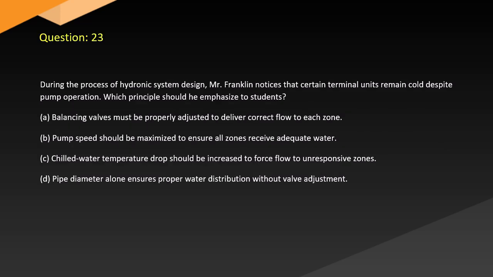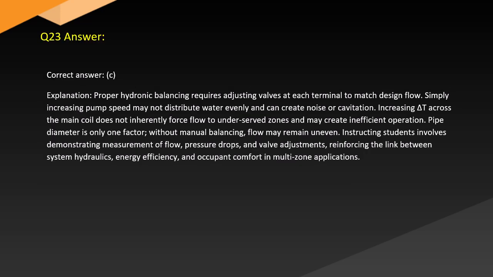Question 23. During the process of hydronic system design, Mr. Franklin notices that certain terminal units remain cold despite pump operation. Which principle should he emphasize to students? A. Balancing valves must be properly adjusted to deliver correct flow to each zone. B. Pump speed should be maximized to ensure all zones receive adequate water. C. Chilled water temperature drop should be increased to force flow to unresponsive zones. D. Pipe diameter alone ensures proper water distribution without valve adjustment.